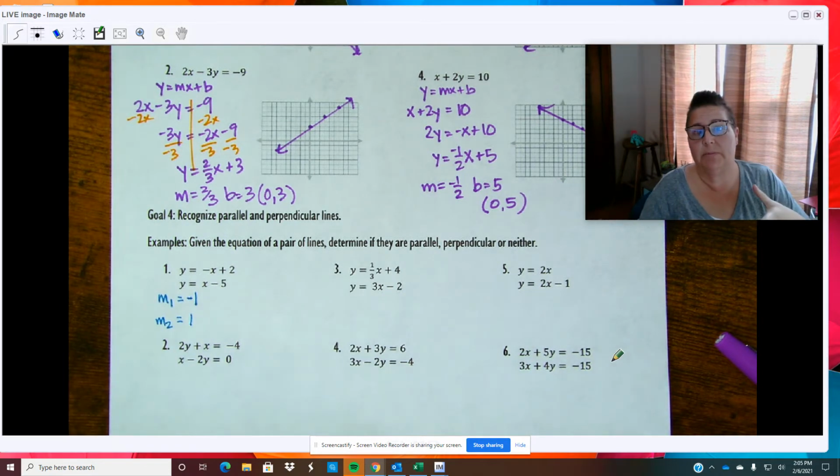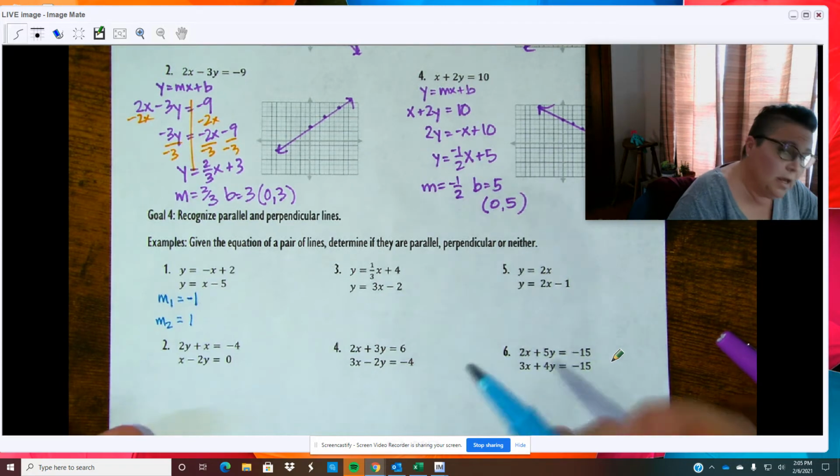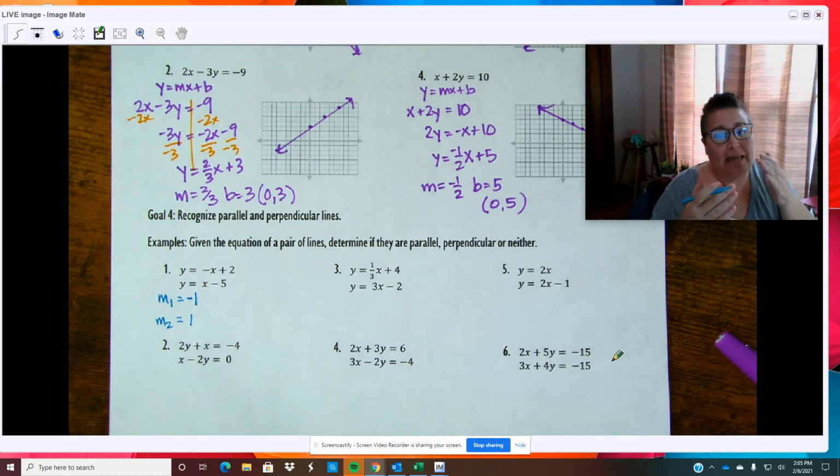Are these two lines parallel? If they're parallel, the slopes have to be exactly the same. That is the same number and the same sign. These are the same number, but they are not the same sign. So they're not going to be parallel. Are they perpendicular? If they're perpendicular, then the slopes need to be opposite signs, one positive, one negative, check. And the slopes need to be reciprocals. That is the flip of the fraction.